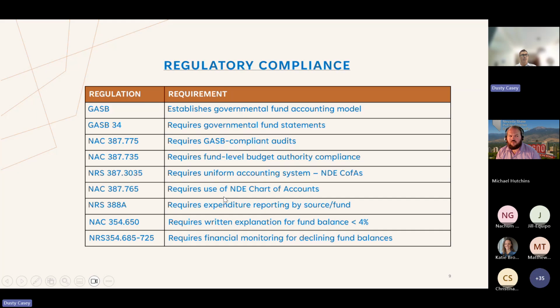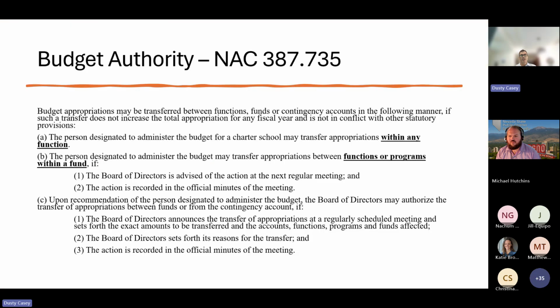So I'm going to stop here for a second before I get into budget authority and see if there are any other questions before we go into the application section.